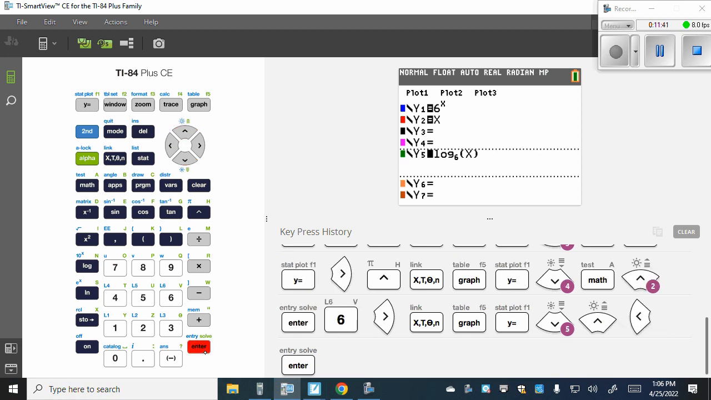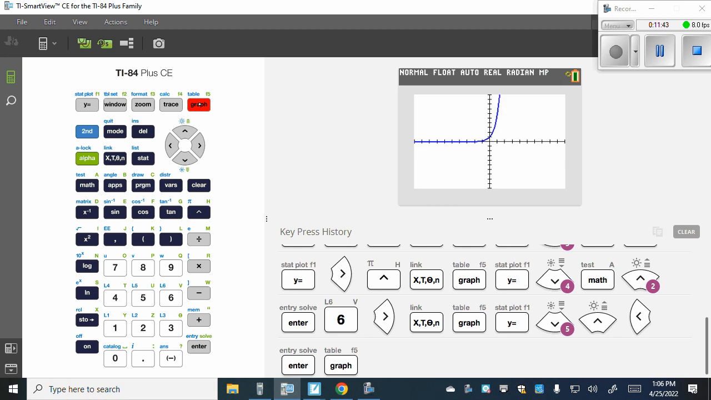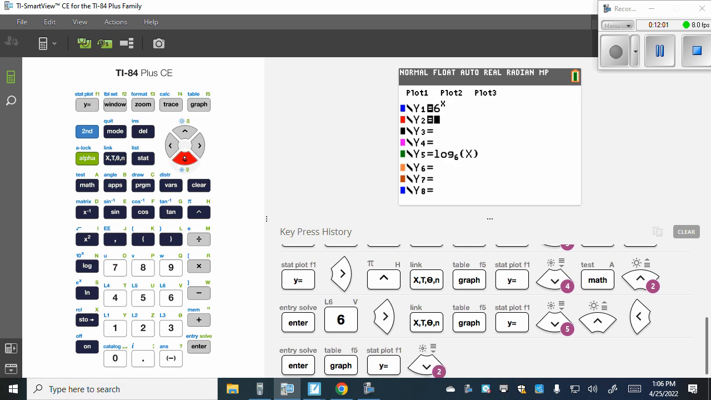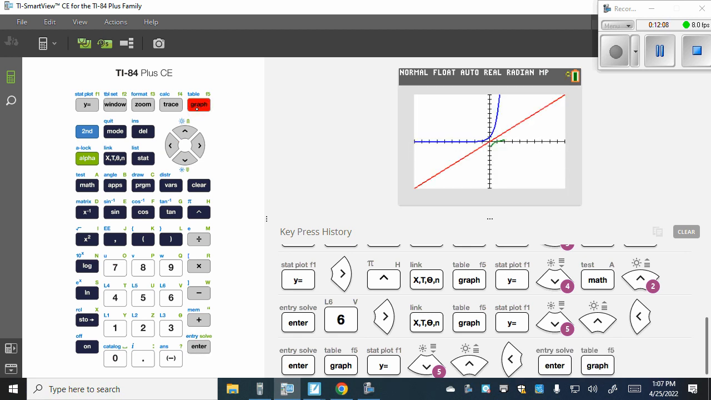Now, graphically, we can see that they are inverses. So the blue graph that I have posted up here is our y equals 6 to the x. Now, I included the red line because any inverse is reflected across the line y equals x. Its mirror image is going to be across it. Now, if I come back in here and turn this one back on and have it graph it, we'll see that these are exact mirror images across this line. They're reflected across it.